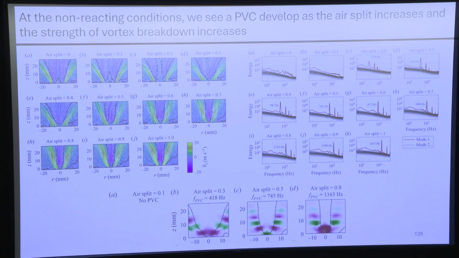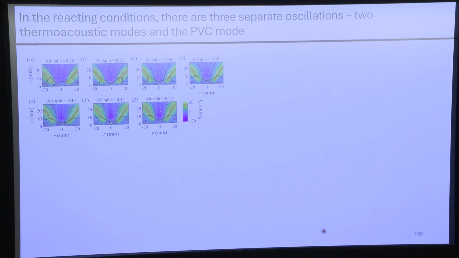But anyway, when this is non-reacting, at these higher air splits, it just screams. It's got its own globally unstable flow. It's kind of exciting. In the reacting conditions, the same kind of thing happens. As we increase the air split, you get more recirculation in the center. The flow is wider and more diffuse because we've got all that heat release.